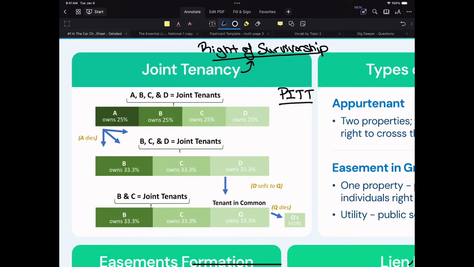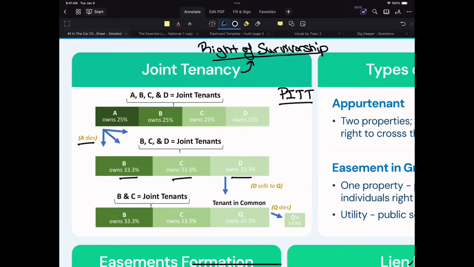What does that mean? So if A, B, C, and D each own 25% and A dies, it's going to go to B, C, and D. Their interest is split 3 ways. B owns 33%, C owns 33%, D owns 33%. That's what you got there. That is the right of survivorship.